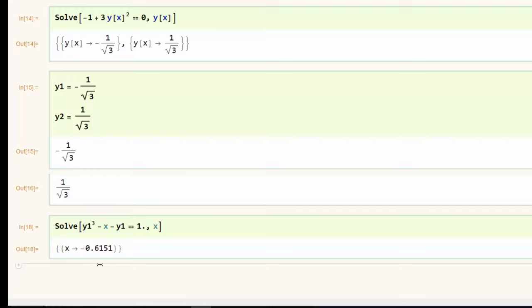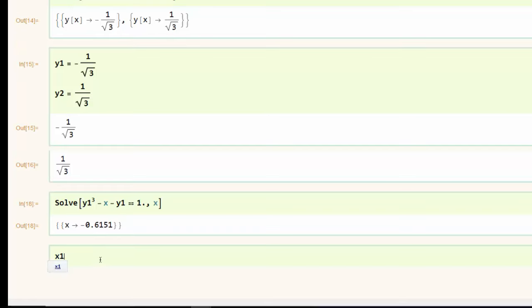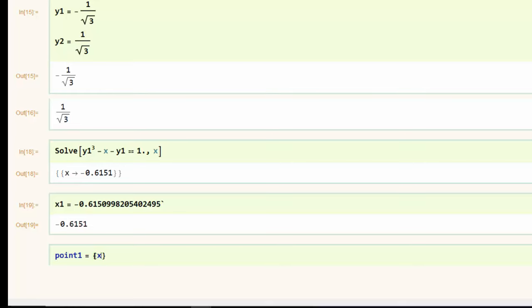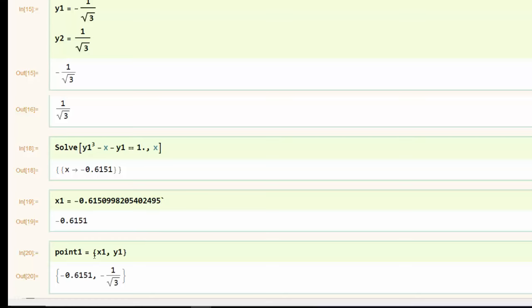And once again, if I want, I could store this x value with the associated y value. So if I copy this and set x1 equal to that, I can store that, and then I really have my first point that I'd be looking for. It would be the point x1 and y1. So now I have my first point where I believe the tangent line is vertical.